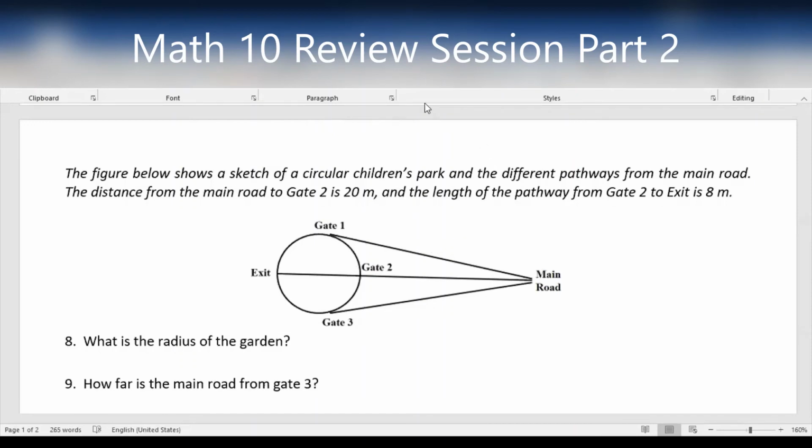Analyzing the problem, the radius is what? From main road to gate 2 is 20. Sige, let me hear from Margaret. How did you get 4?